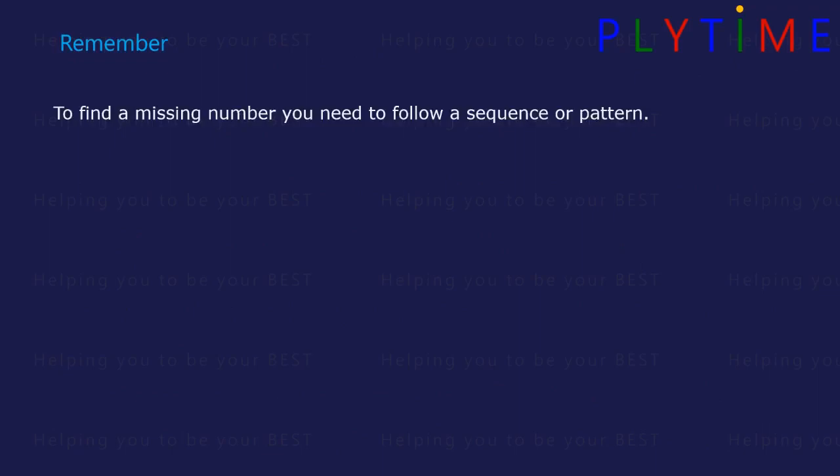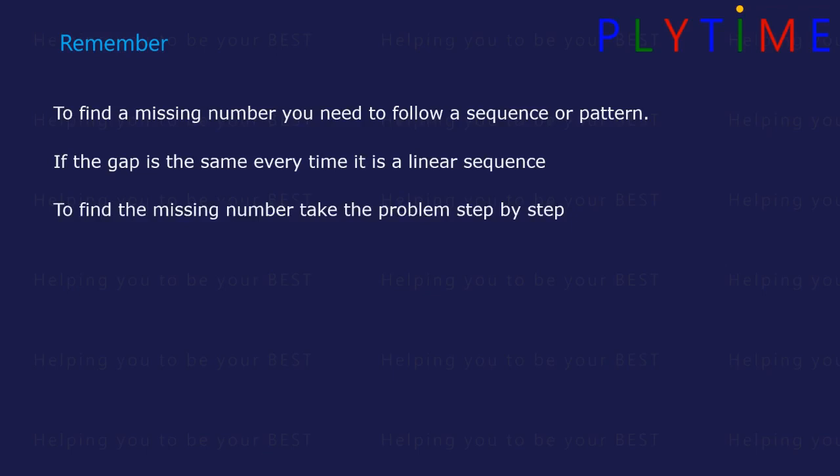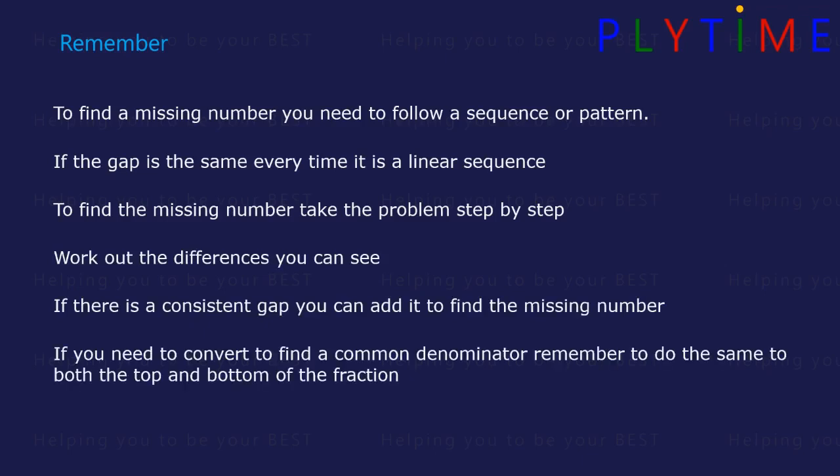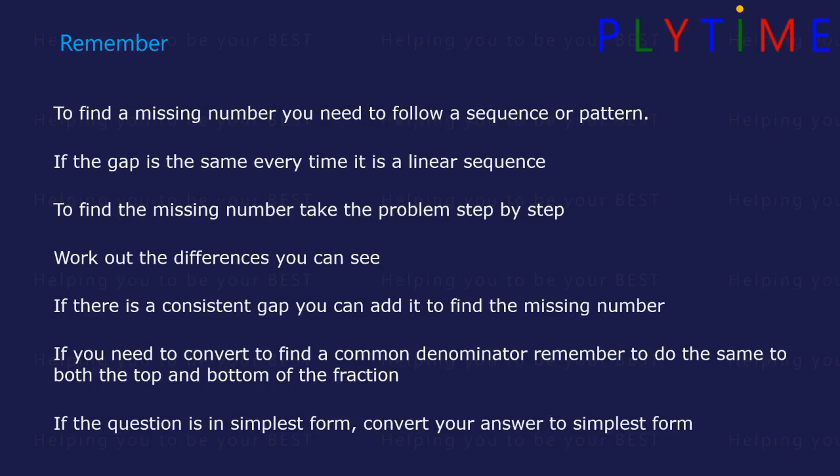Remember, to find a missing number, you need to follow a sequence or pattern. If the gap is the same every time, it's a linear sequence. To find the missing number, take the problem step by step. Work out the differences that you can see. If there is a consistent gap, you can add it to find the missing number. If you need to convert to find a common denominator, remember you must do the same to both the top and the bottom of the fraction to keep them balanced. And if the question is in its simplest form, you need to convert your answer to the simplest form.